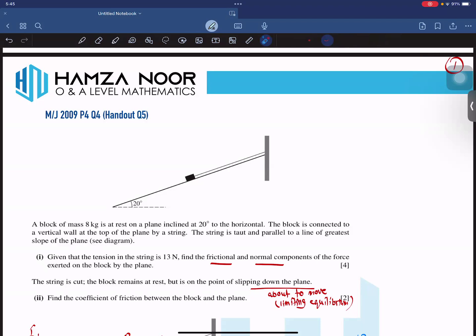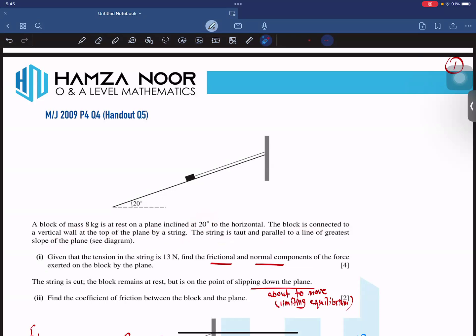The question is saying that a block of mass 8 kg is at rest on a plane inclined at an angle of 20 degrees to the horizontal. The block is connected to a vertical wall at the top of the plane by a string. The string is taut and parallel to a line of greatest slope of the plane, as you can see in the diagram.